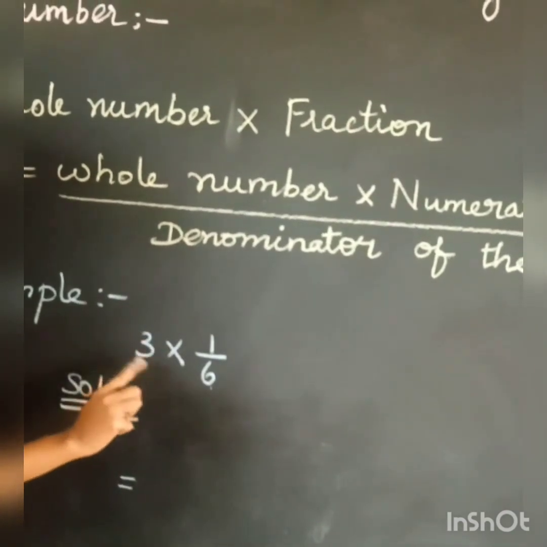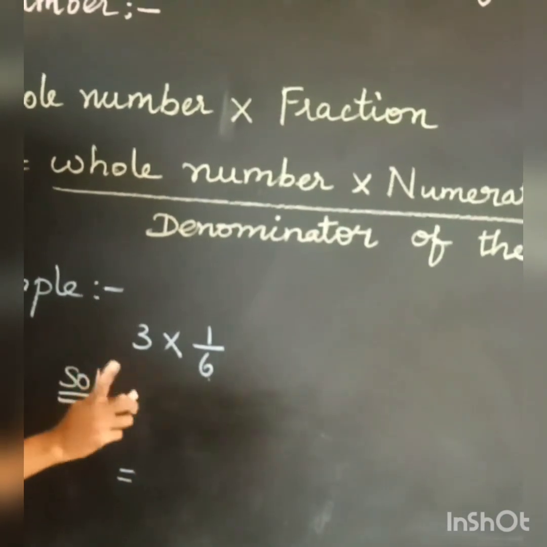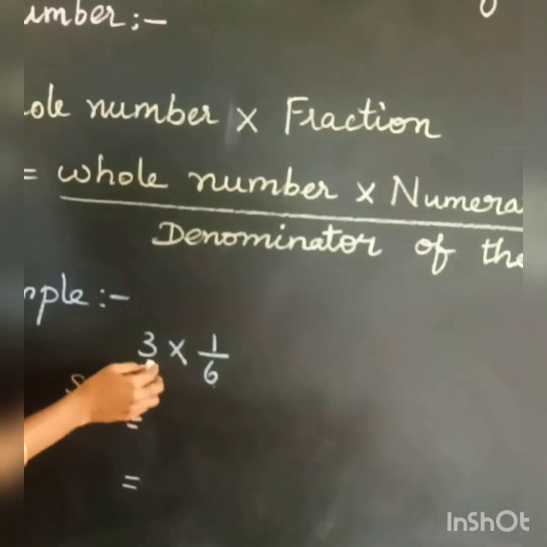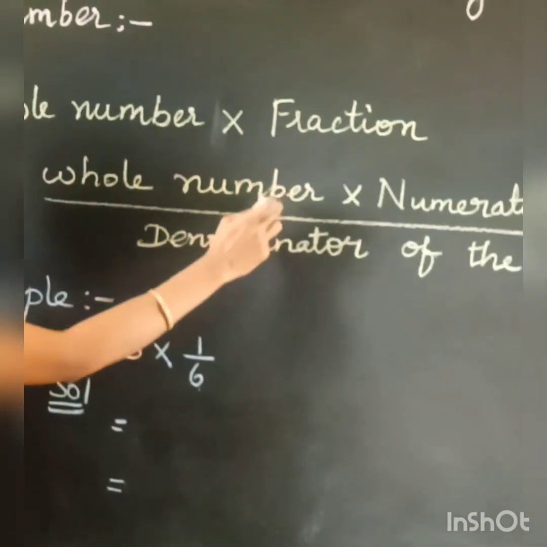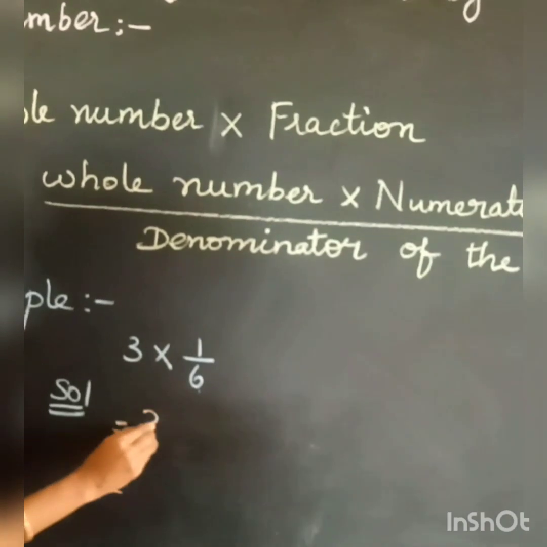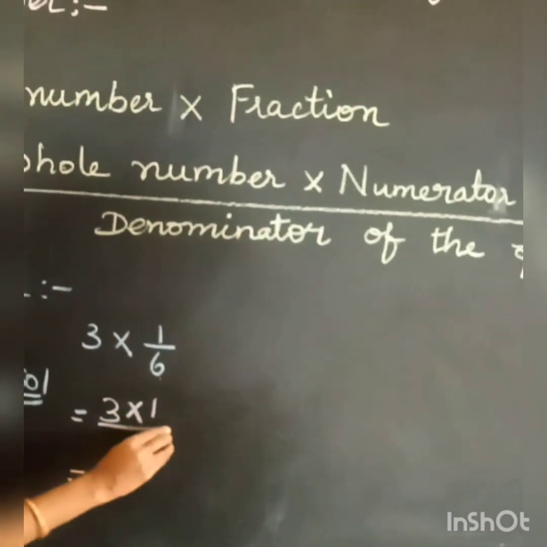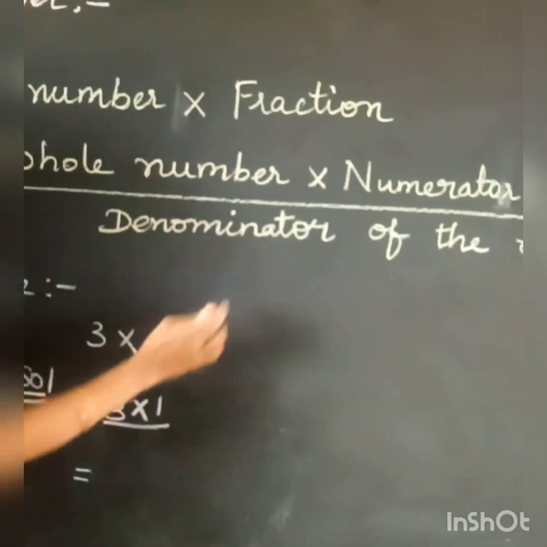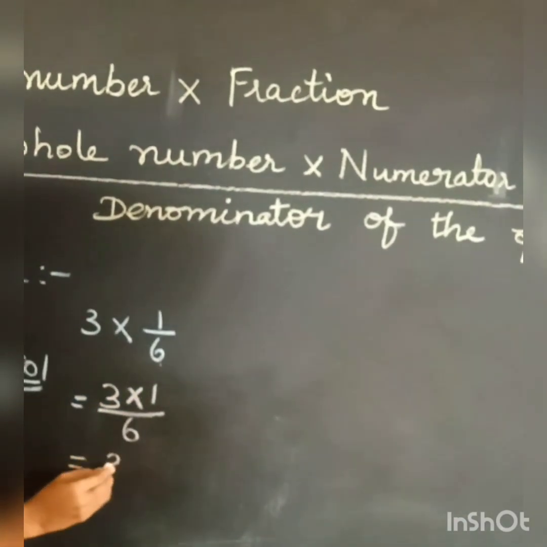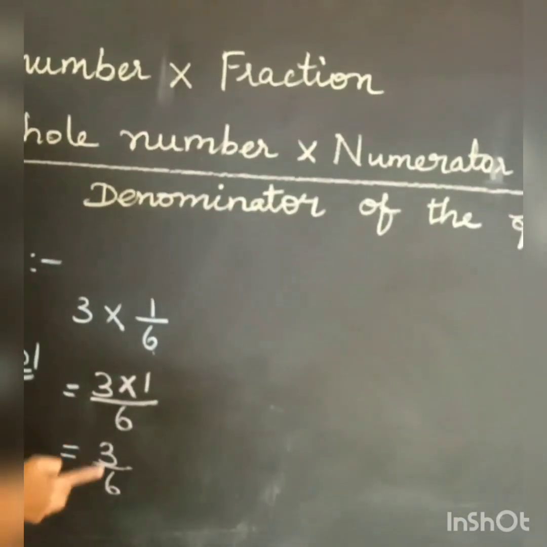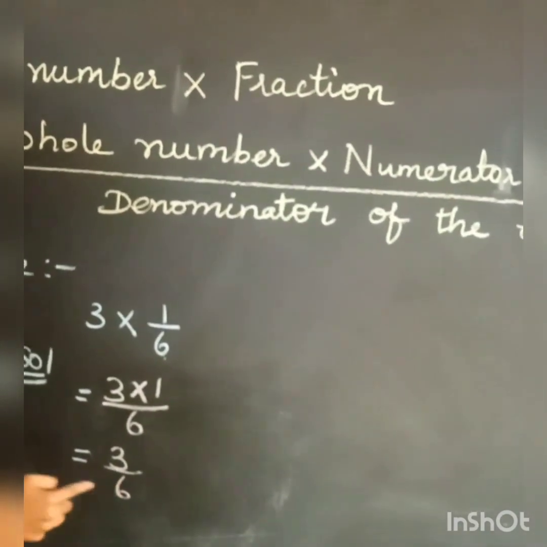This is whole number into fraction, the multiplicative operator. That means you have to multiply the numbers. Don't get confused. Okay students? Then apply this formula, whole number into fraction. What is the whole number? 3. What is the fraction? Numerator 1 divided by denominator of the fraction, 6, which is equal to 1 3s are 3, divided by 6. See this 3 and 6, the numbers are in the multiplication of the 3 table.